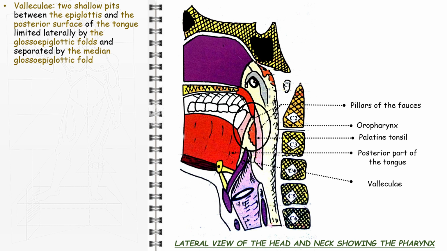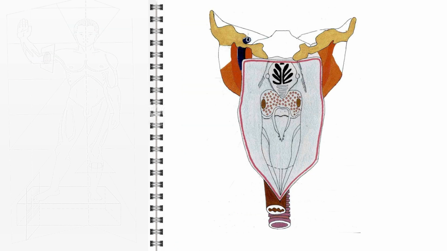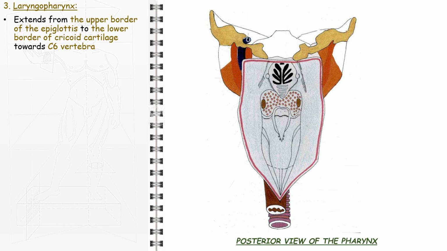The soft palate hangs down from the back of the hard palate as a mobile fold that fuses at the sides with the lateral wall of the pharynx. The laryngopharynx extends from the upper border of the epiglottis to the lower border of cricoid cartilage towards C6 vertebra, in front of C4, C5 and C6 vertebrae.